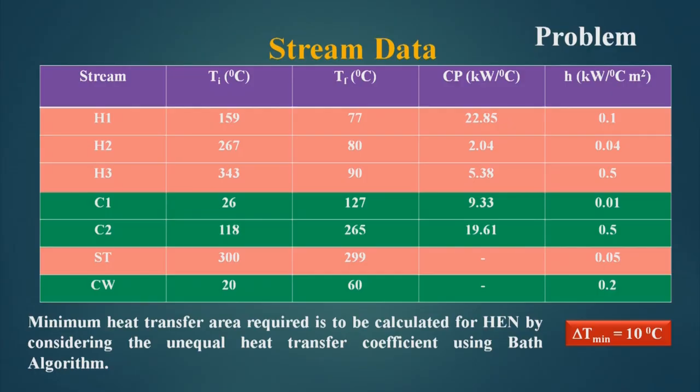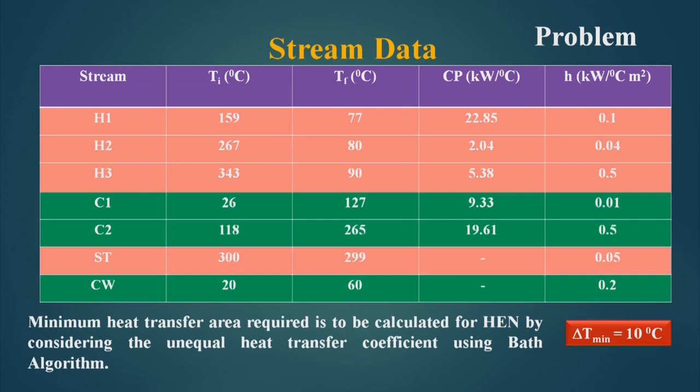To illustrate the algorithm, let us take up a problem. The stream data of the problem is given. Here you will notice that with the stream data, we have added a new column which shows the stream heat transfer coefficient of utilities as well as process streams. Like for H 1 stream, the heat transfer coefficient is 0.01, for H 2 stream it is 0.04, for H 3 stream it is 0.05, and for ST, which stands for steam, it is 0.05, and for cold water it is 0.02.